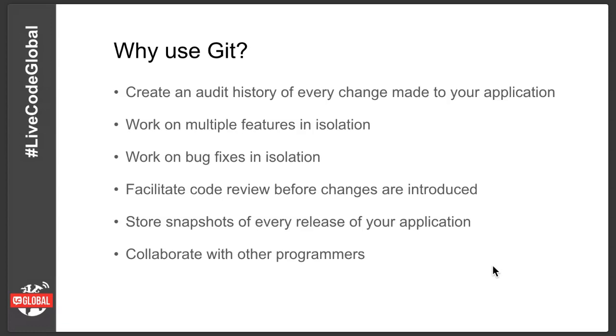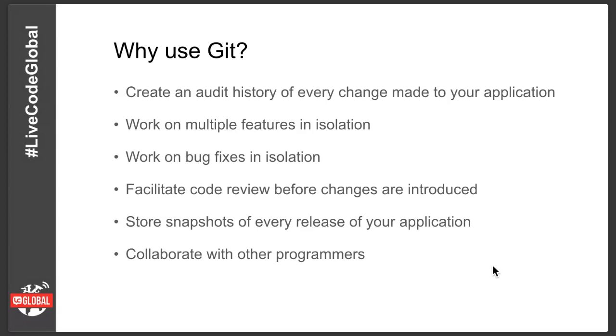You can store snapshots of every release of your application. Every time you put a release out there, where you package up and build an installer and send it out to your customers, you can use what are called tags to tag that particular snapshot, so that you can always go back and test the app in the state that it was in when you released version 1 or version 1.01.